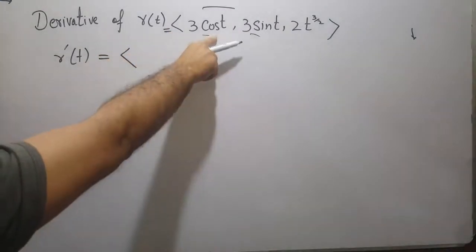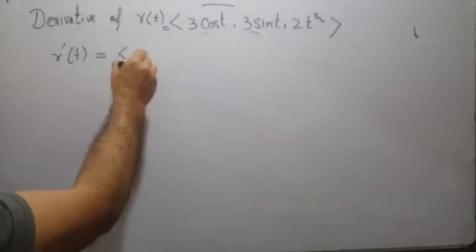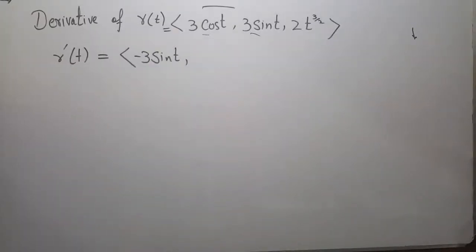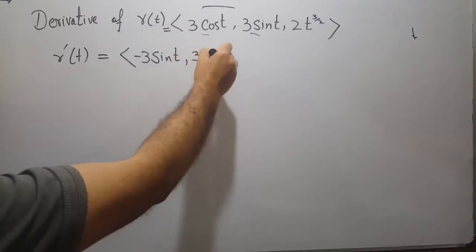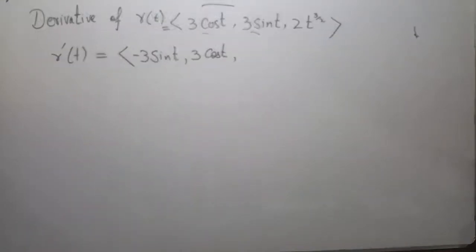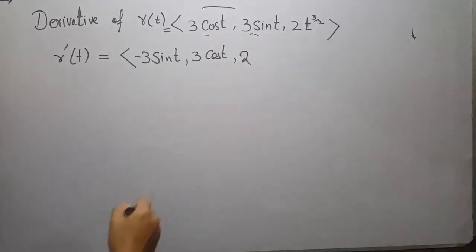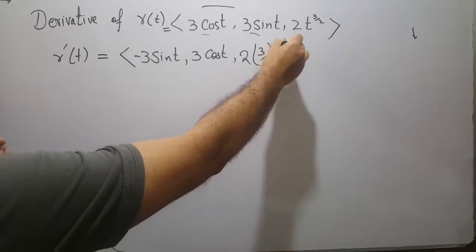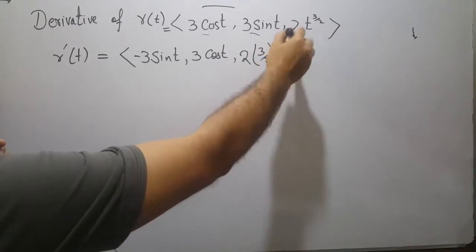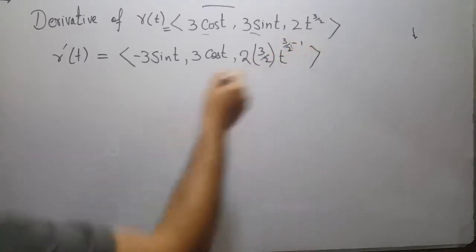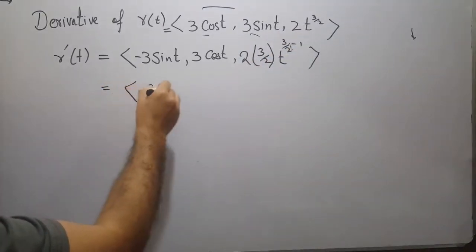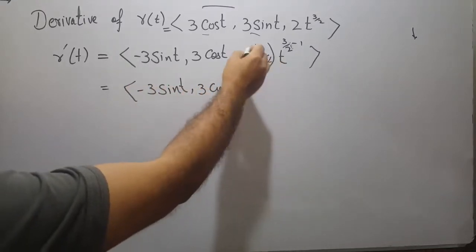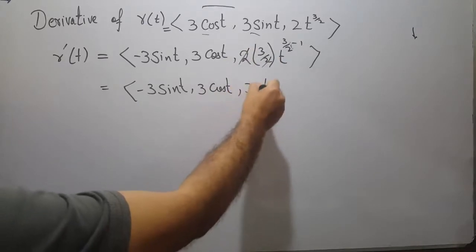So the derivative of cos t is minus sin t, so that gives us minus 3 sin t. The derivative of sin t is cos t, so that gives us 3 cos t. And for the derivative of 2 t to the power 3 over 2, the power comes in front and you subtract 1 from the power. So 3 over 2 minus 1. When you simplify this, that gives you minus 3 sin t, comma 3 cos t, comma. This 2 will cancel this 2, so you are left with 3.